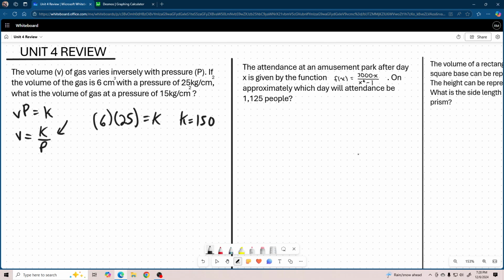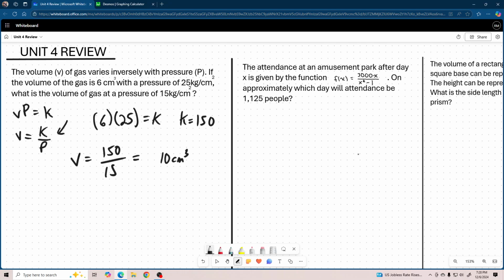So what is the volume of gas at a pressure of 15 kilograms per centimeter squared? Well, let's use this other formula. The volume is the thing we don't know, but we're going to set that equal to K, which we just decided was 150, over our pressure, which is 15 kilograms per centimeter squared, which is, of course, going to give us our volume, which is 10 centimeters cubed.